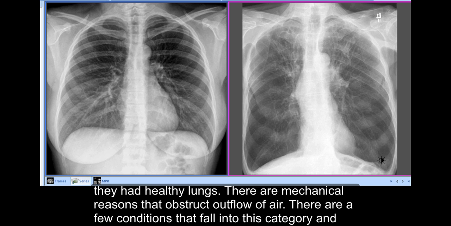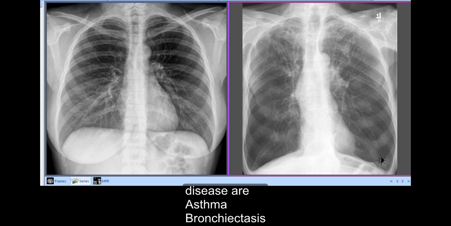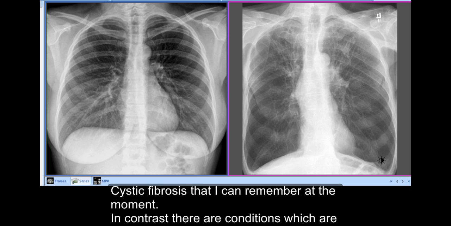There are a few conditions that fall into this category, and COPD or COAD, as it is also known as, is one of them. COPD includes emphysema and chronic bronchitis. Other examples of obstructive lung disease are asthma, bronchiectasis, and cystic fibrosis that I can remember at the moment.